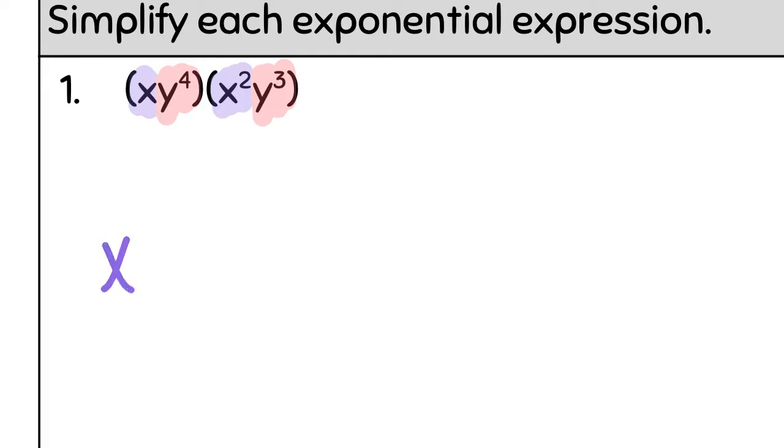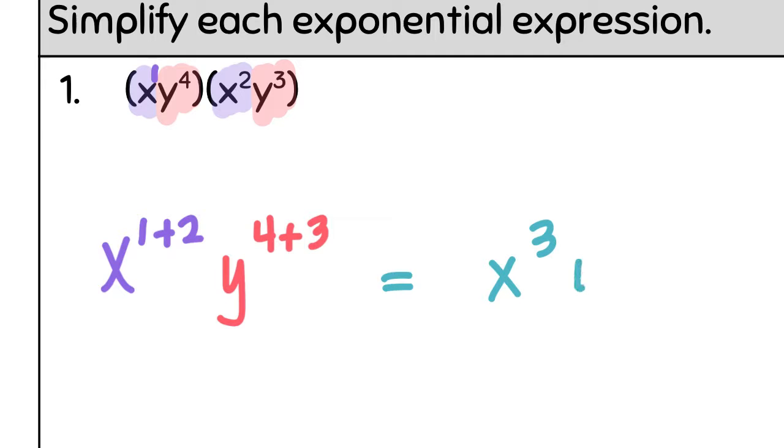Product property says that I need to add their exponents, only we have a problem. That first one doesn't have an exponent. Like normally it would be right here in this spot, but there's nothing there. So if it doesn't have an exponent, it's really an invisible 1. So when we combine those x's, it'll be 1 plus 2. Then for those y's, I have 4 plus 3. So now all we have to do is simplify everything. So this would give us x to the third power, y to the seventh power.